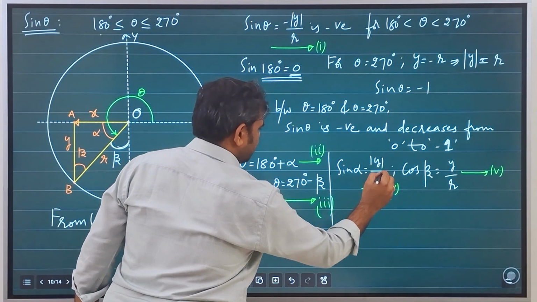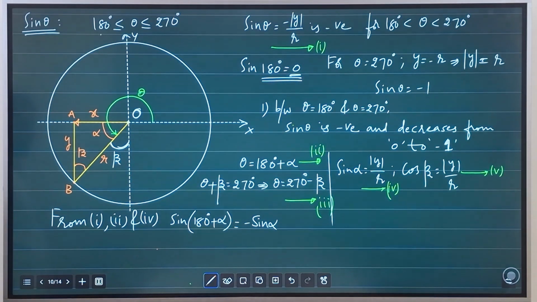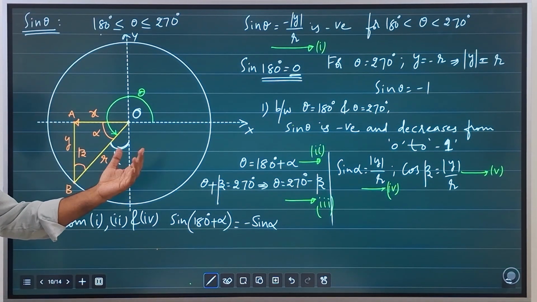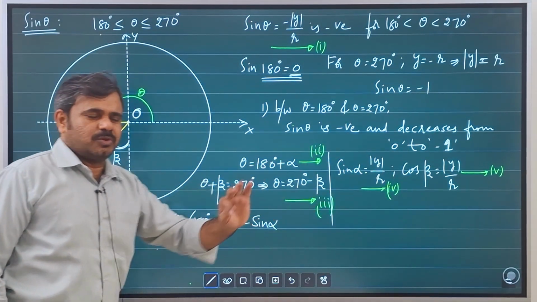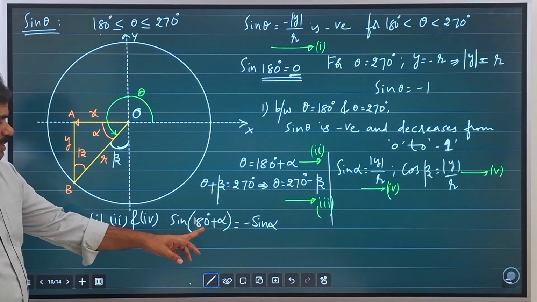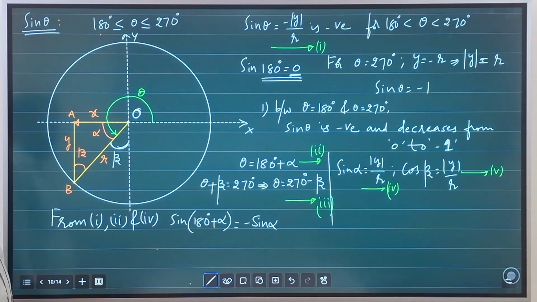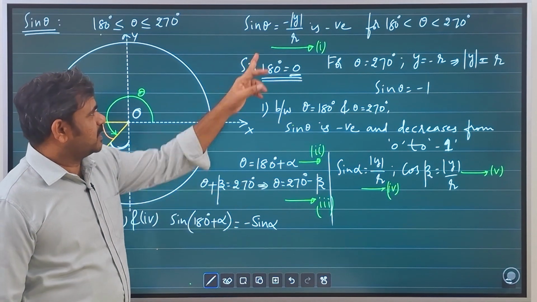This is modulus of y by r, magnitude of y by r in a right angle triangle. Alpha is an acute angle, so it has to be positive. Sine alpha has to be positive, cos beta has to be positive. So sine 180 degrees plus alpha is equal to minus sine alpha. How? Substitute theta is equal to 180 degrees plus alpha here.